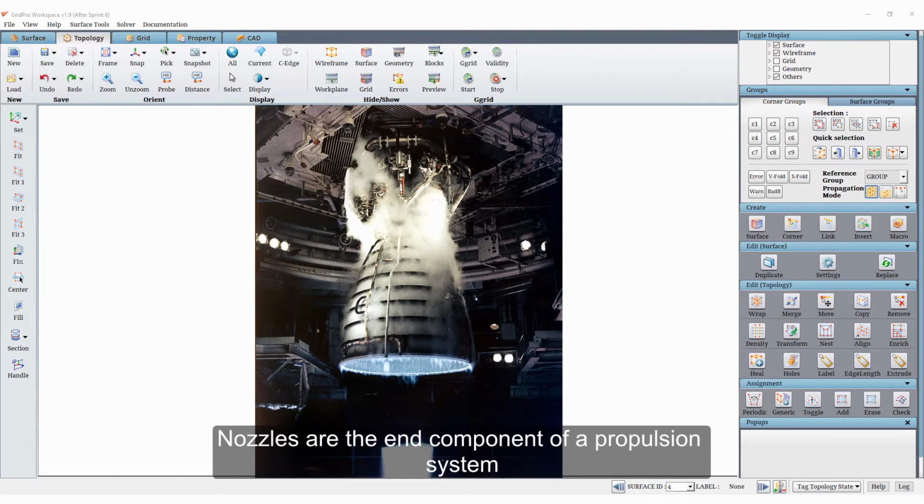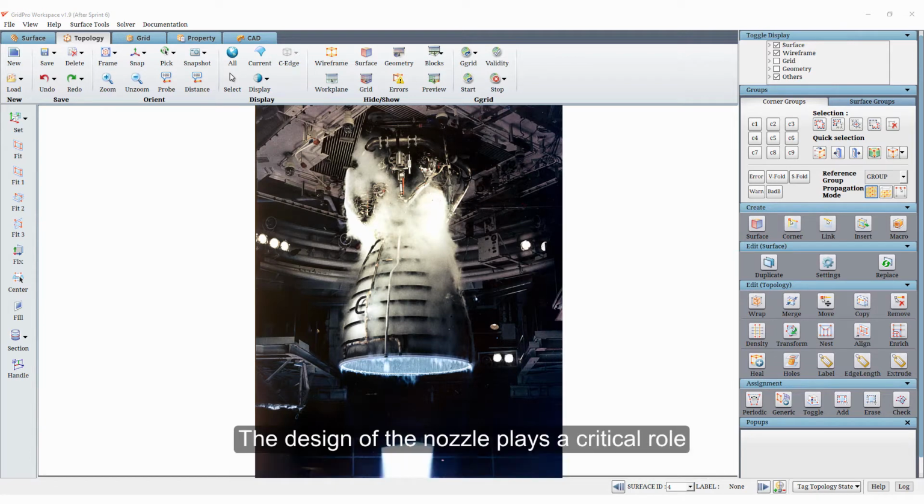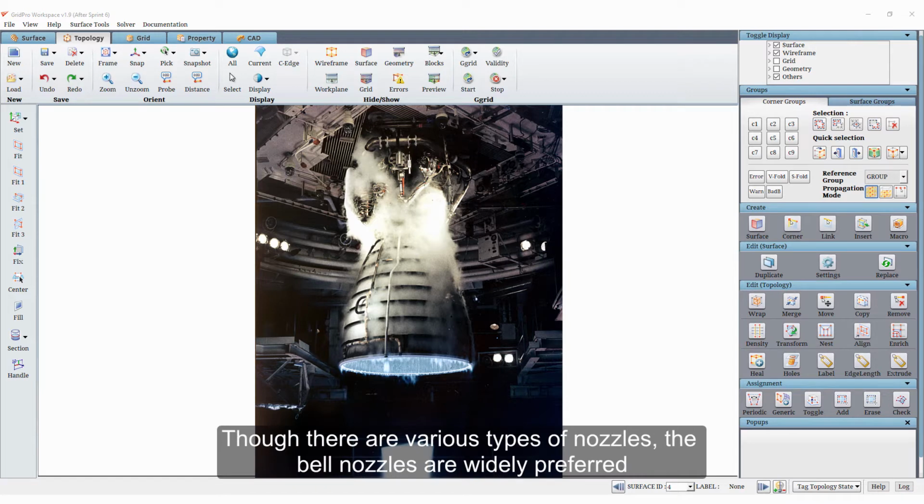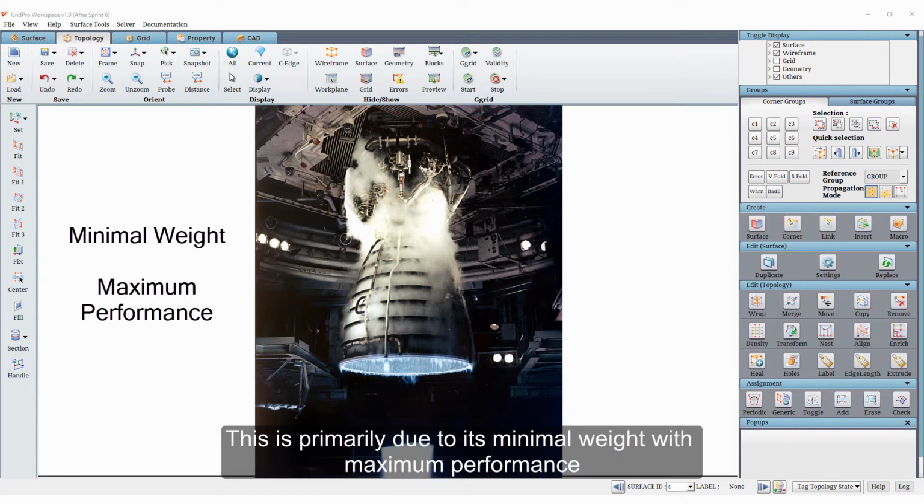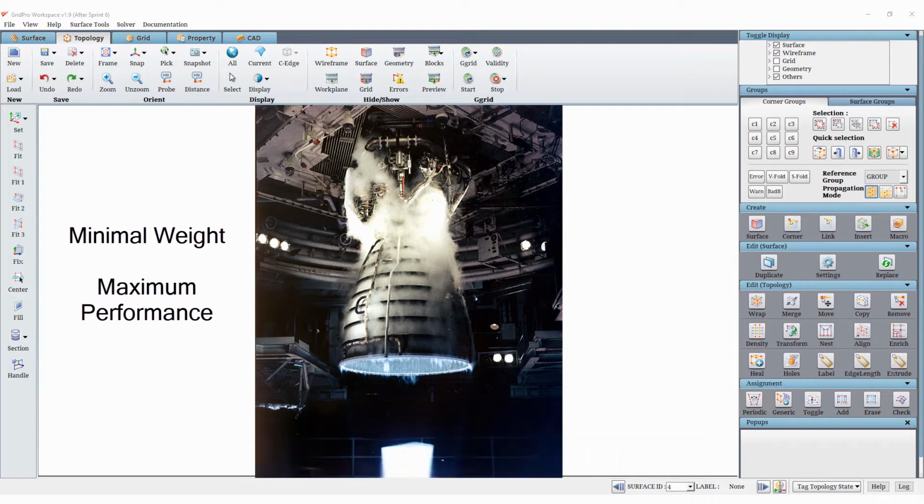Nozzles are the end component of a propulsion system. The design of the nozzle plays a critical role. Though there are various types of nozzles, the Bell nozzles are widely preferred. This is primarily due to its minimal weight with maximum performance.